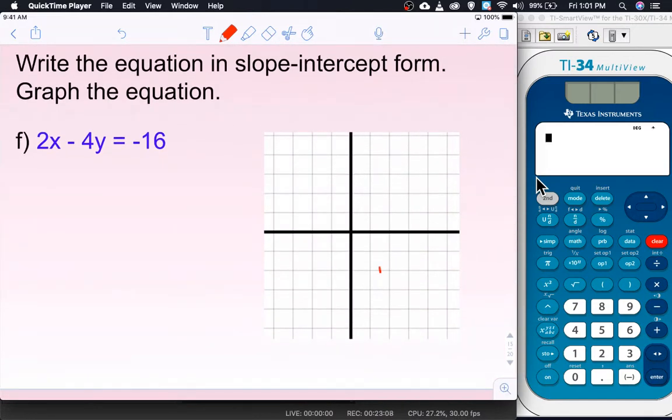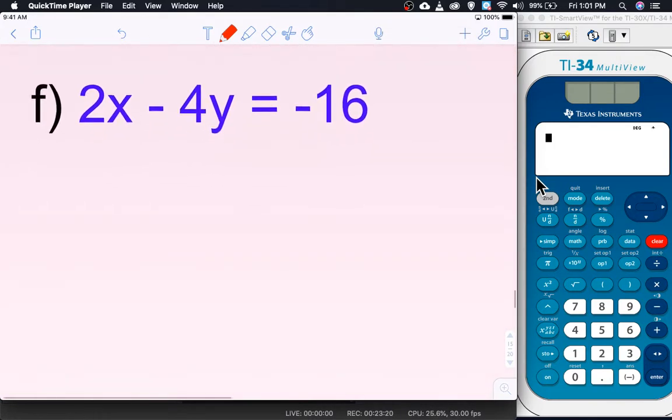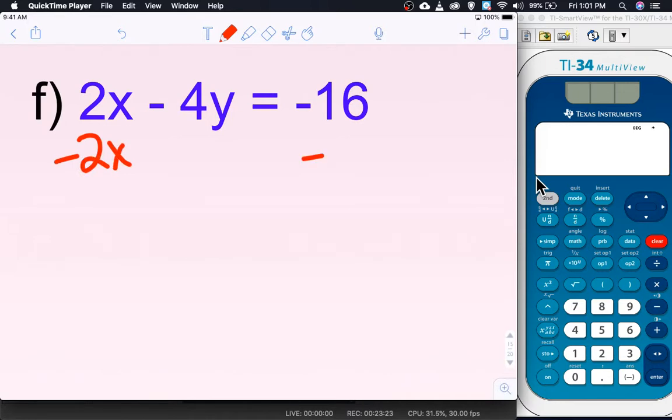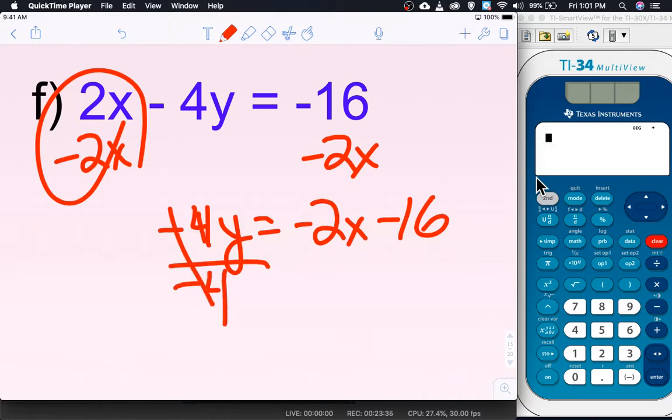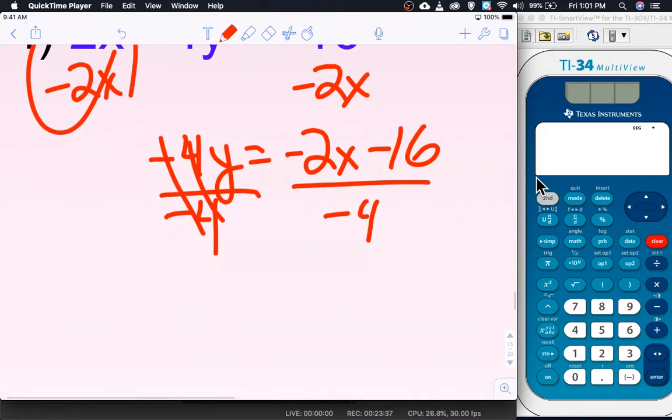Okay, here's another one for you. This is letter F. Go ahead and pause the video. Try this one. When you're ready to continue, hit play, and we'll go through it together. All right, let's see how you did. Did you start by subtracting 2x on both sides? If you did, awesome. You should have kept a -4y, and on the other side you have a -2x - 16. You then divided by -4, hopefully, on both sides, and you got y equals 1/2 x plus 4.